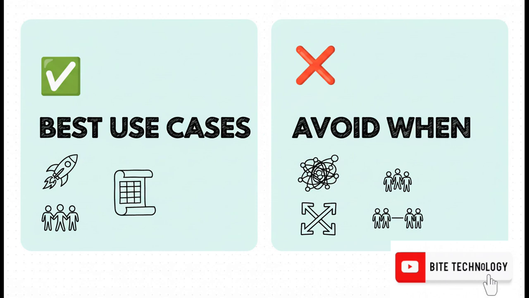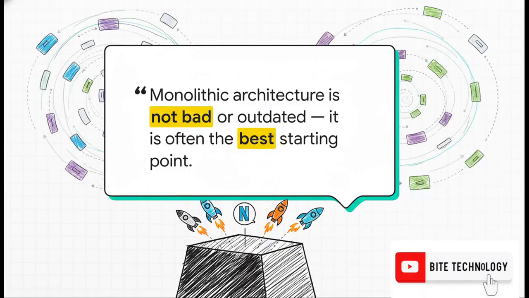So, how do you decide? When should you reach for the monolith? Well, if you're a startup, or you have a small team, or you're just building a minimum viable product, an MVP, to test an idea, a monolith is almost always your best friend. It's fast and simple. But if you know you're building a massive, complex system where different parts need to scale independently, yeah, it's probably time to look at other options. And that really brings us to the key takeaway. Monolithic architecture isn't bad or outdated. It is very often the absolute best starting point.